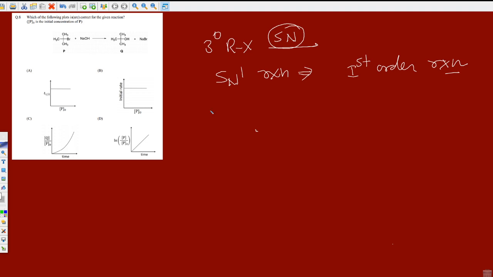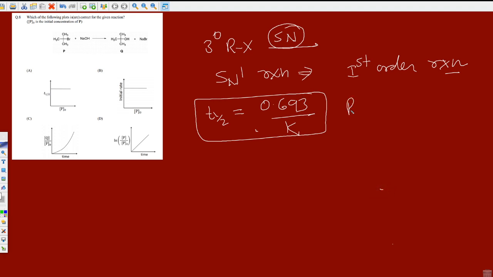And in a first order reaction, we know half-life is expressed as 0.693 upon K. That means half-life is independent of the initial concentration of P. So that means half-life remains constant, hence the graph A is correct.